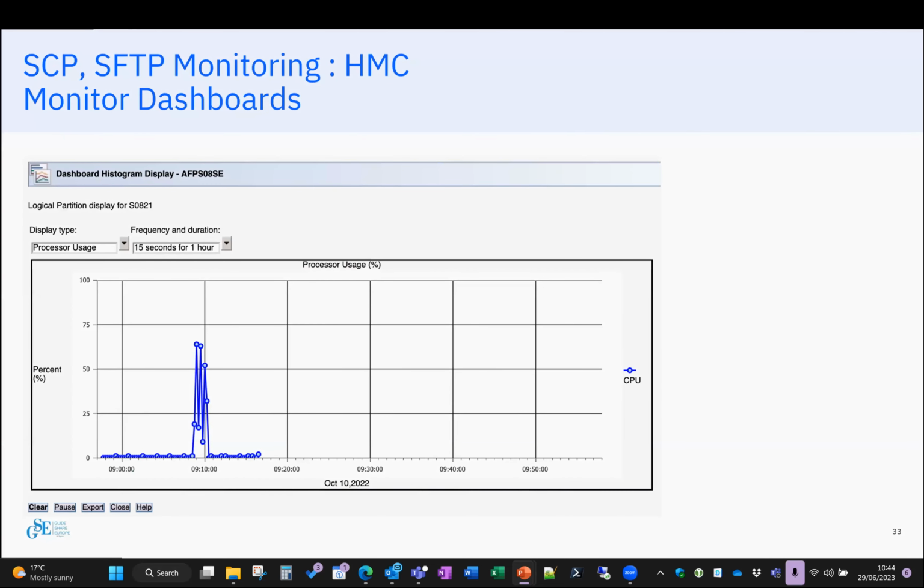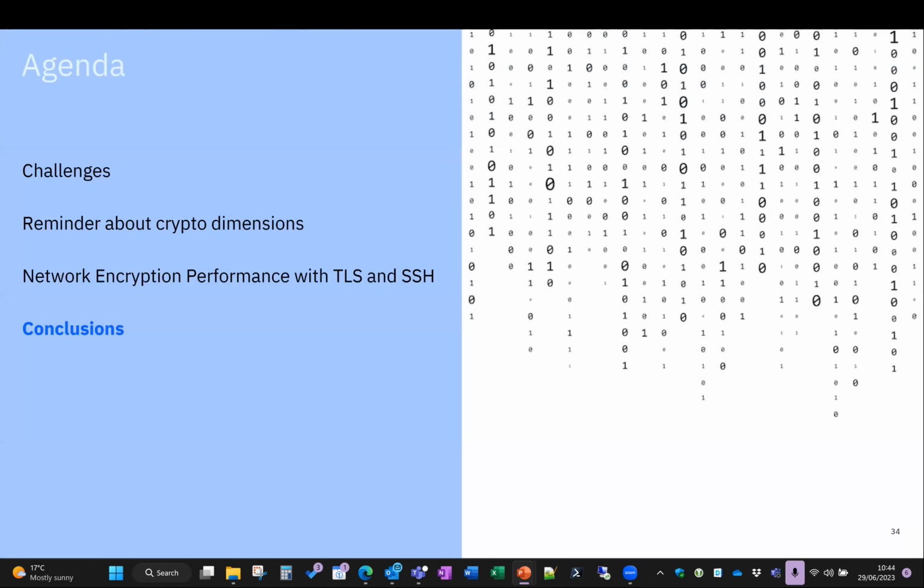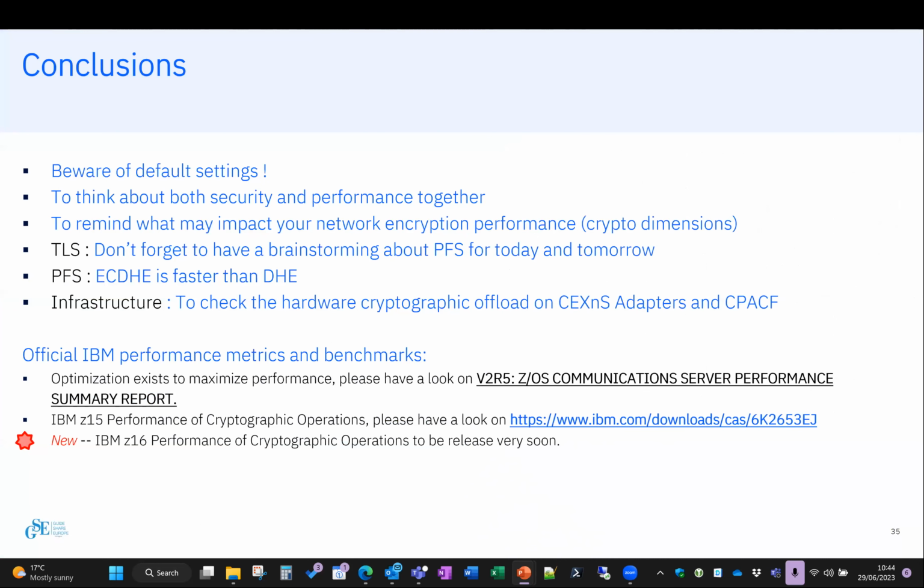Okay. So this ends this presentation. I hope that you discovered and learned a couple of things. As a conclusion, beware of default settings. It's very important to review the cipher list and the order. Otherwise, you may achieve the security objective, but the performance objective will be lost. Think about both security and performance, and remember what may impact your network encryption performance.